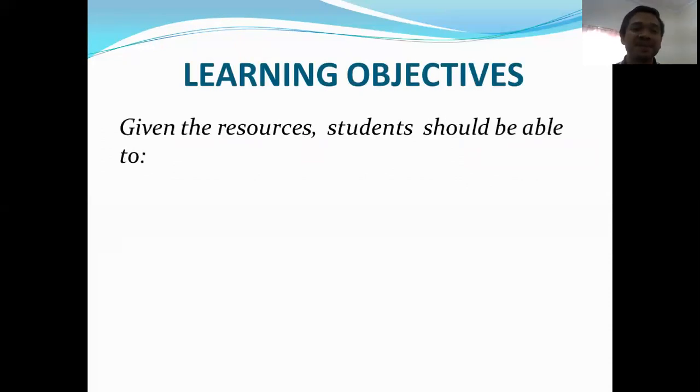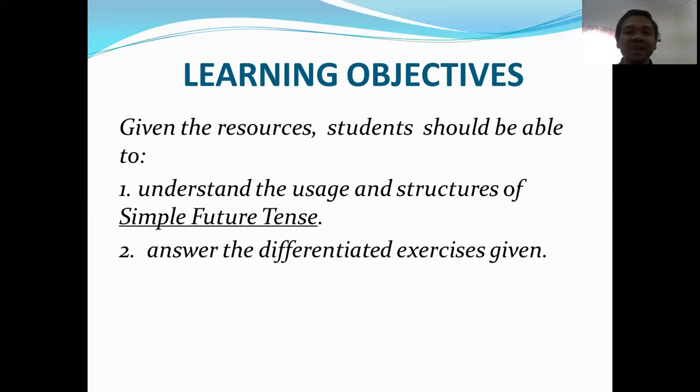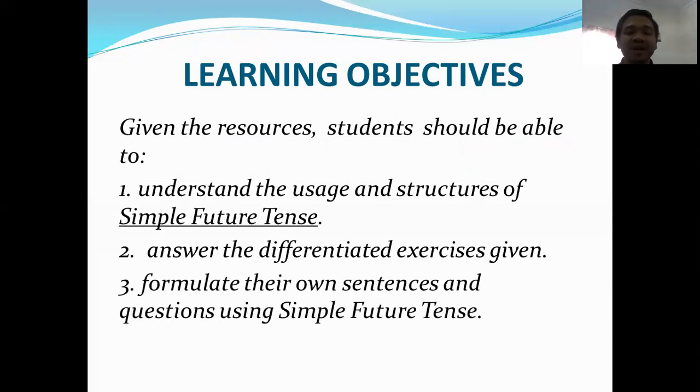Okay, so learning objectives. Given the resources, students should be able to, number one, understand the usage and structures of simple future tense. Number two, answer the differentiated exercises given. Number three, formulate their own sentences and questions using simple future tense. Now this time let's talk about the usage. When can we use simple future, and what are the words or the verbs that we're going to use in simple future tense? Let's discover.